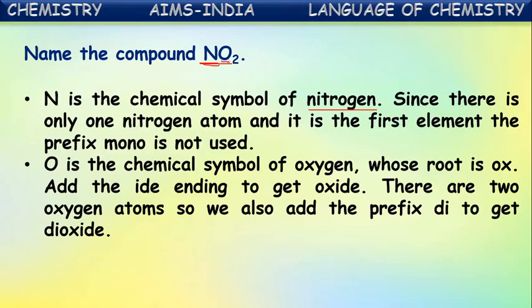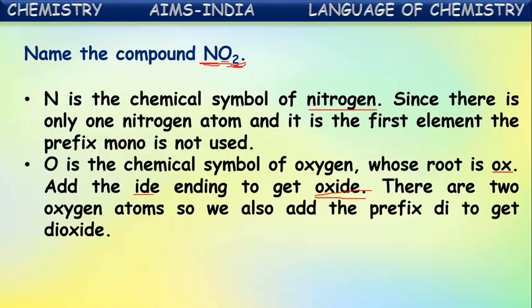Second one, O. O is the chemical symbol of oxygen, whose root is ox, and the ide ending is added to get oxide. So ide is attached to the root of the element oxygen, ox. Now it becomes oxide, nitrogen oxide. But here, before oxide, some prefix has to be added, because if you observe, how many oxygen atoms are there? Two oxygen atoms. That number of oxygen atoms will also be represented by using a prefix.